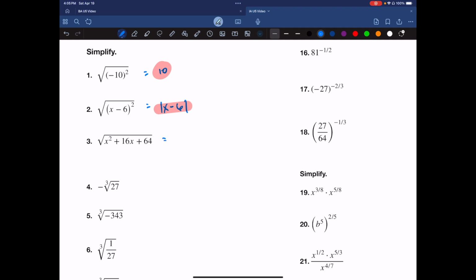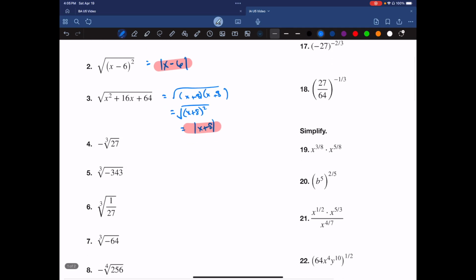On number 3, you need to factor the inside first. So that's going to be x plus 8 and x plus 8. That's the same thing as x plus 8 all squared. And then once you get to this part, it acts just like number 2. So my final answer is going to be the absolute value of x plus 8.